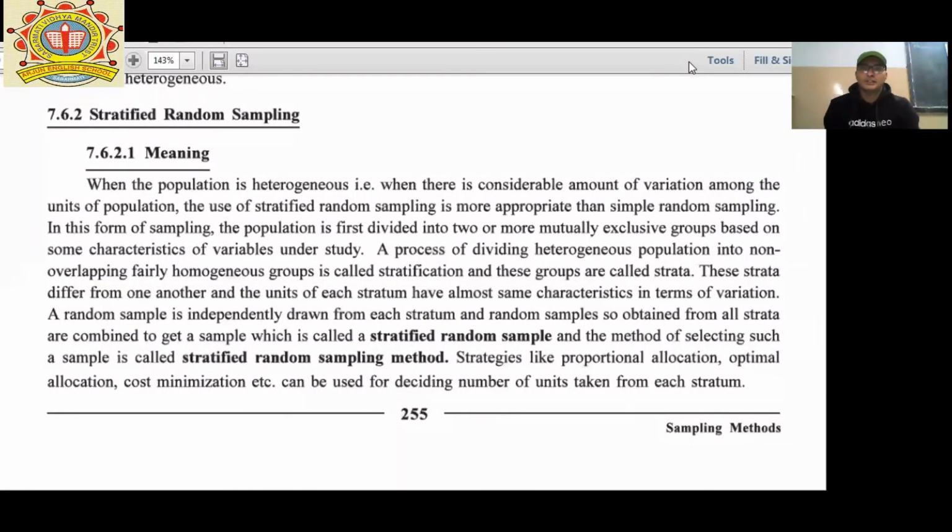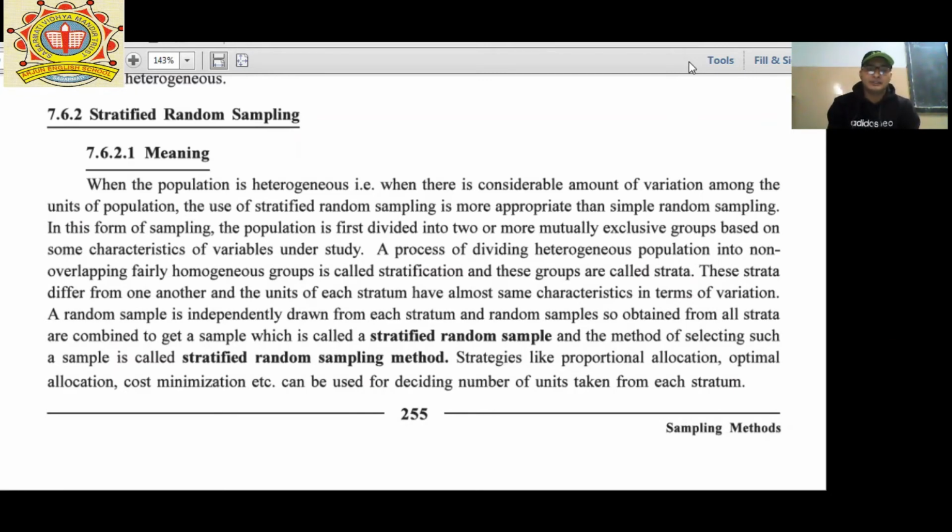Okay. Here, heterogeneous means different types of population. In simple random sampling, all the populations are equal and homogeneous. But here there are different kinds of population. So with a considerable amount of variation among the units of population, the use of stratified random sampling is more appropriate than simple random sampling. It means that with different kinds of population, it is not possible to select one random unit that represents all the units. That's why we have to use stratified random sampling.